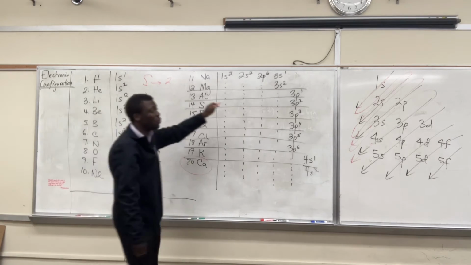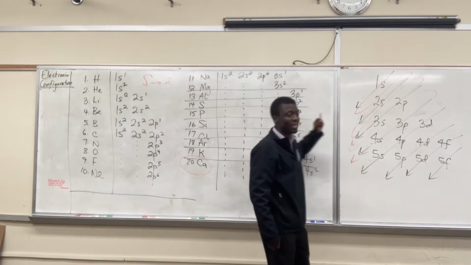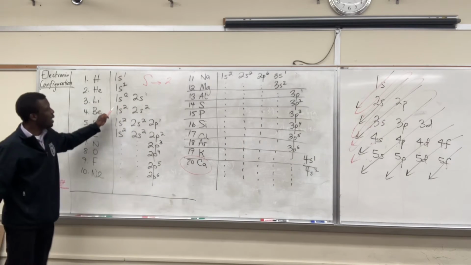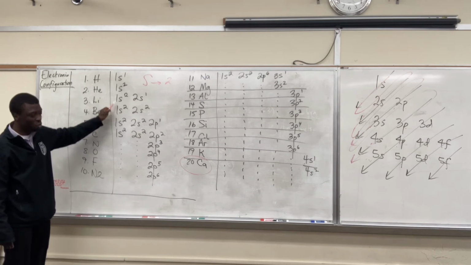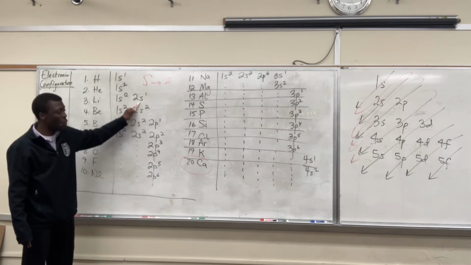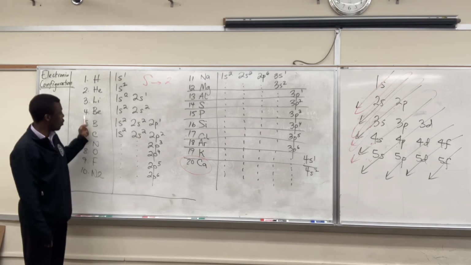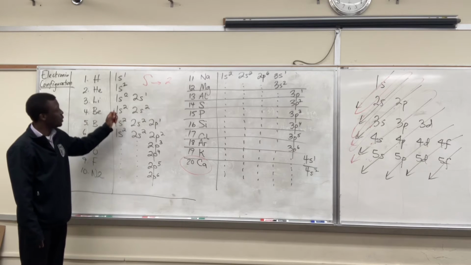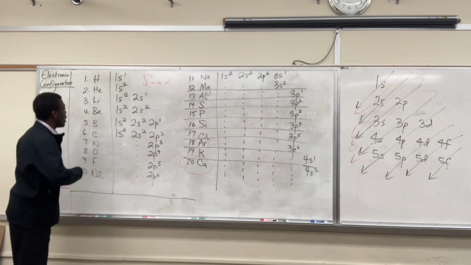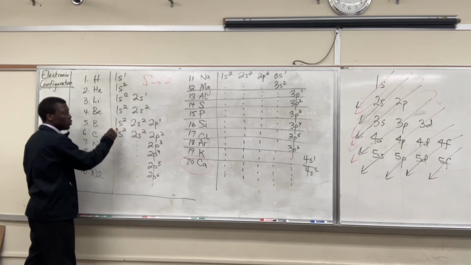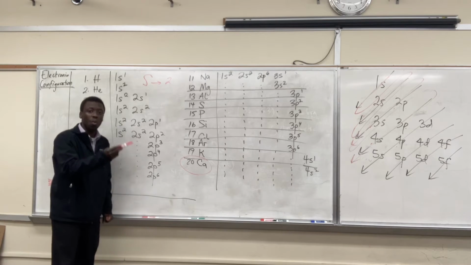So now we're going to move on to the next one, which is 2s. So we go to 2s, and we fill up the 1s2 again, but then we go to 2s1. Then we go back to the 4th element, and we say 1s2, and then 2s2. Then we go to the 5th element, we have 1s2, 2s2, 2p1.